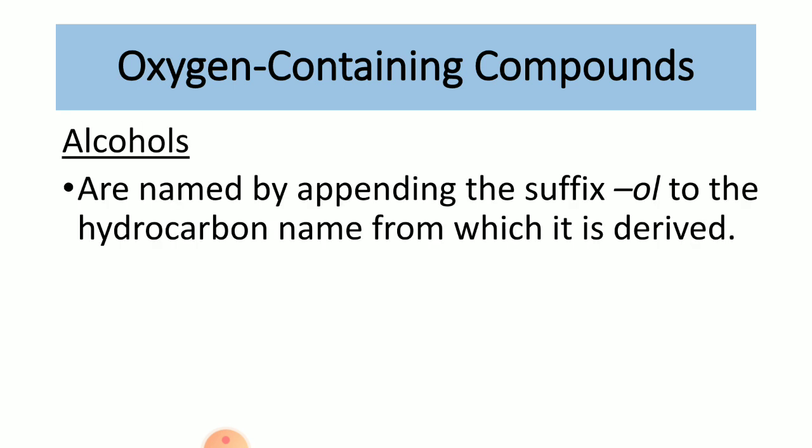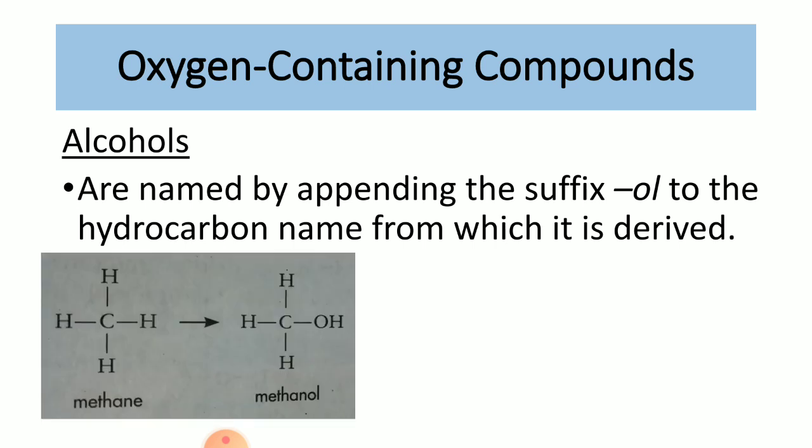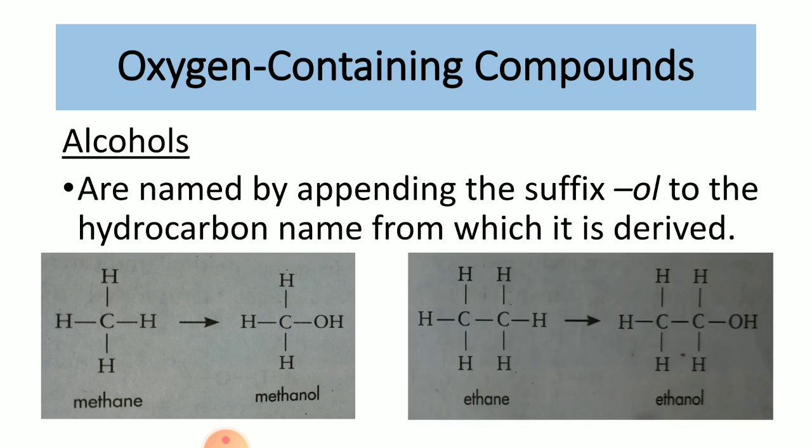Alcohols are named by appending the suffix OL to the hydrocarbon name from which it is derived. For example, we have methane. Methane becomes methanol, which is an alternative engine fuel. Similarly, we have ethanol, which is derived from ethane. This is used as a disinfectant, wine ingredient, and a fuel.